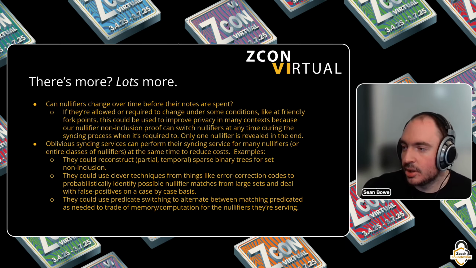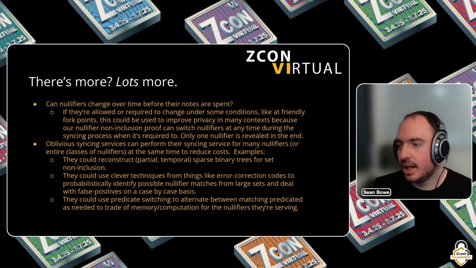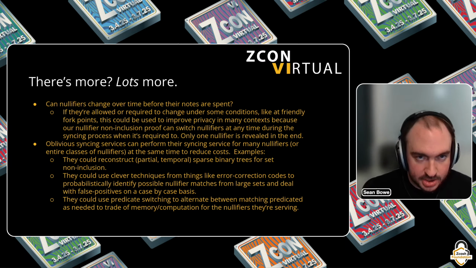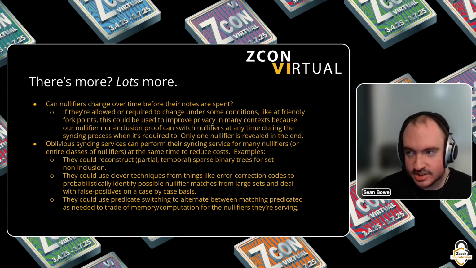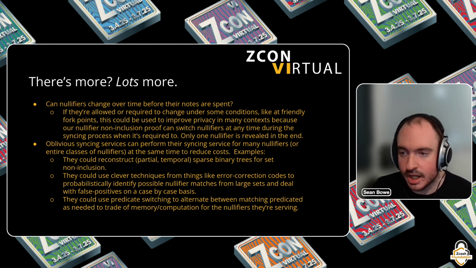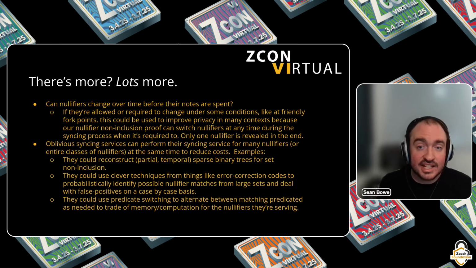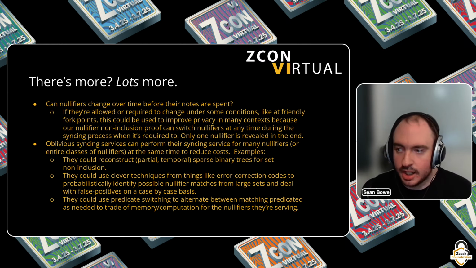Another thing is that I just wanted to make sure that everyone understood these Oblivious syncing services. They can perform their service for many nullifiers, or even for classes of nullifiers, in totally different ways, where they can make trade-offs in the time frames that they construct and sync for.